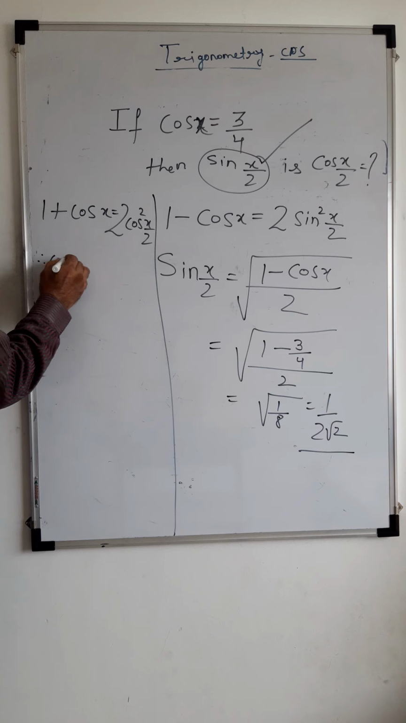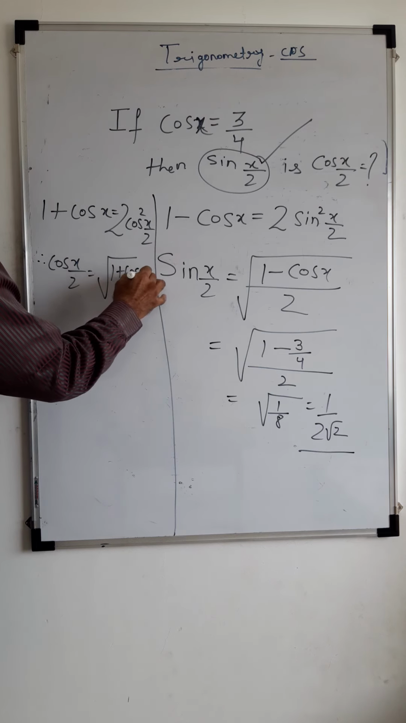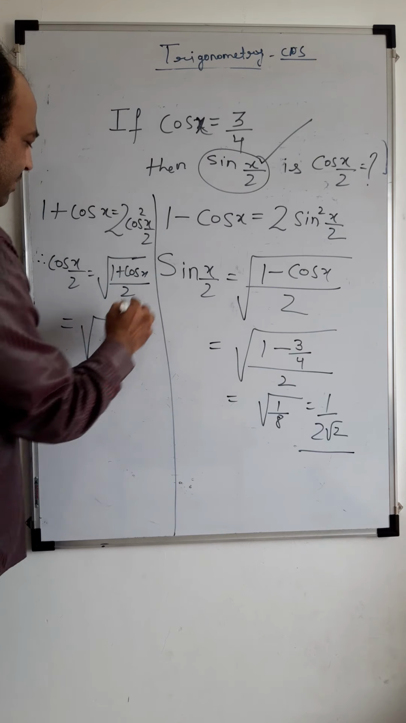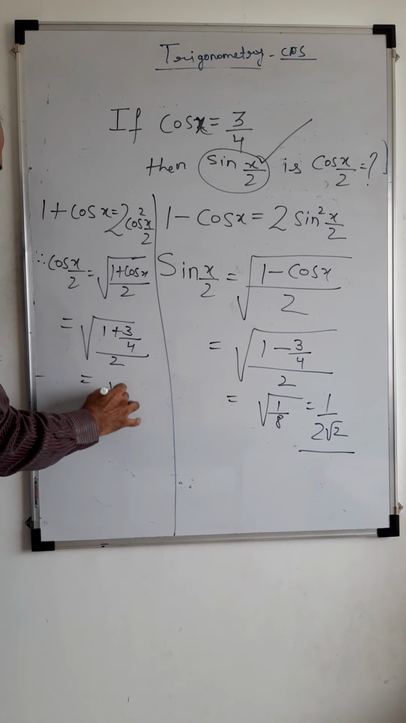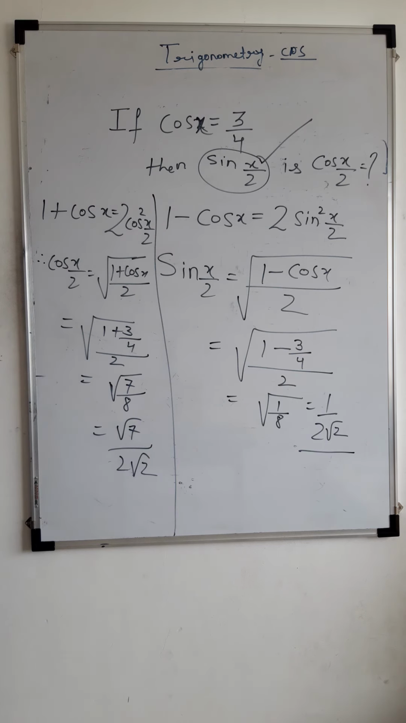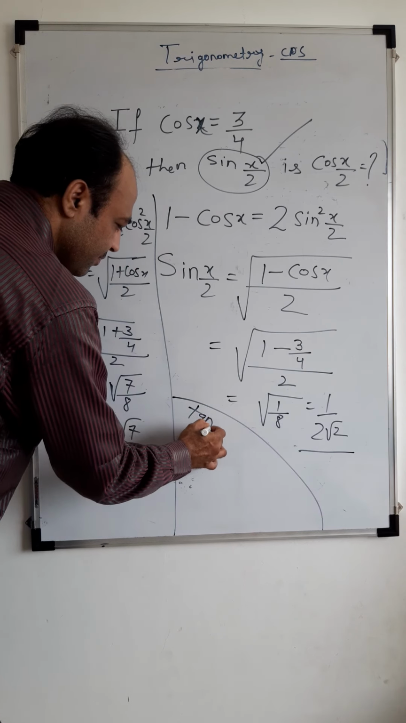So what about cos x by 2, dear? This is nothing but 1 plus cos x upon 2. Now you have cos x is 3 by 4. So substitute here by 2, and this is nothing but root 7 by 8, or you can write root 7 by 2 root 2. Fine. You can get tan x by 2 also.